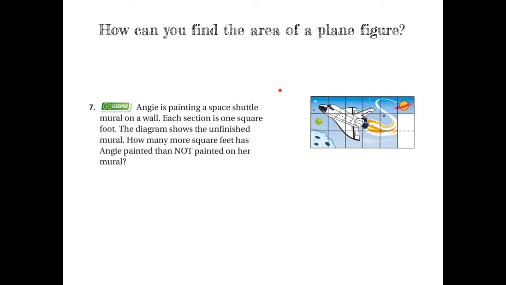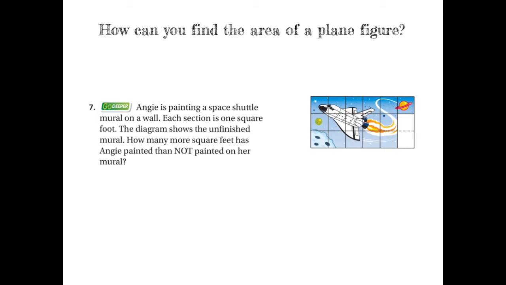Angie is painting a space shuttle mural on a wall. Each section is 1 square foot, so each of these pieces is 1 square foot, and that means it's 1 foot by 1 foot. Here's the question though. The diagram shows the unfinished mural, so right down here. Here's the question. How many more square feet has Angie painted than not painted on her mural? So you would have to find how many painted and how many are unpainted.